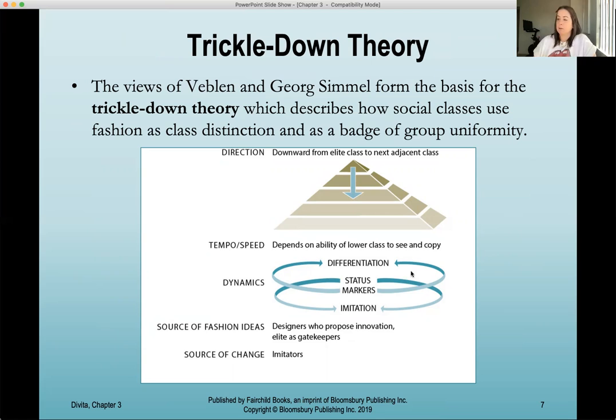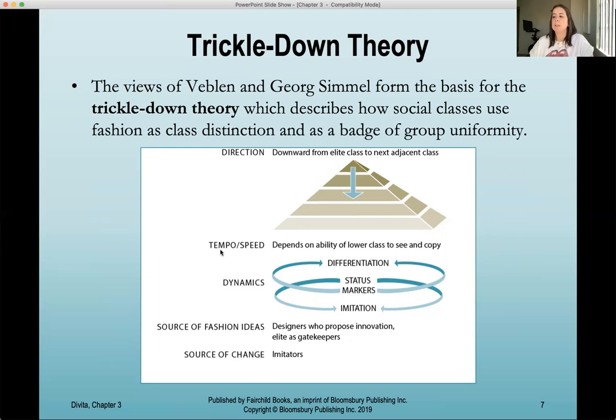So this is a really great image. It shows us that the elite starts here at the top of the pyramid, and the trickle-down theory essentially states that the elite class accepts it first, and then it slowly trickles down to all the different classes. So downward from the elite class to each next adjacent class.